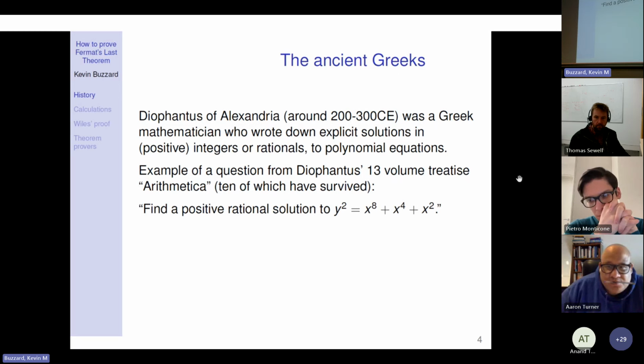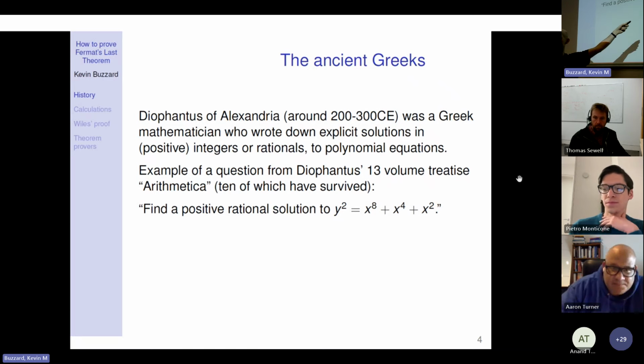So here's an example of the kind of equation that Diophantus was interested in. y squared is x to the 8 add x to the 4 add x squared. Diophantus raises that question, and he says, now we have to solve it. And x and y being 0 is no good because they haven't invented 0. So they've got to come up with a solution in positive integers, or positive rationals, because they had invented positive rationals. So that's kind of tricky to do. That's a complicated degree 8 equation.